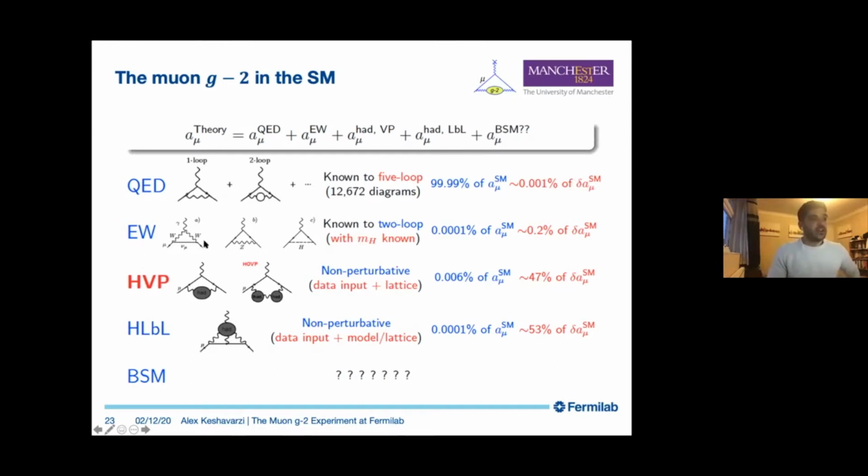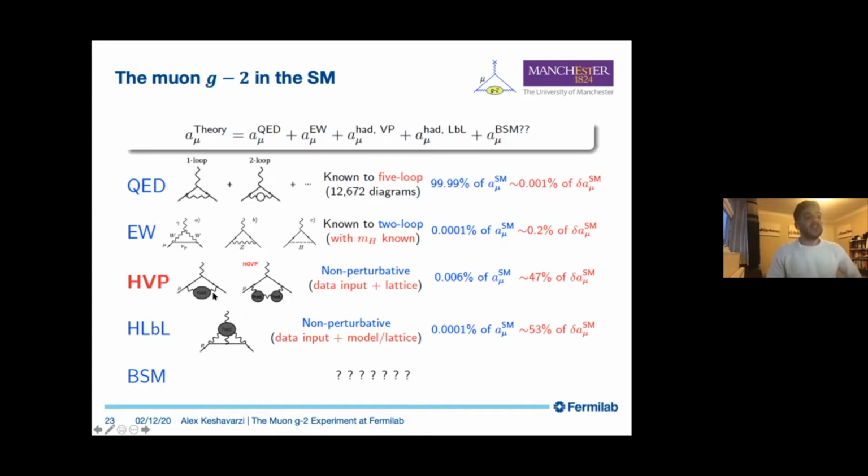The electroweak contributions comparatively in themselves are very small, especially now we know the Higgs mass, which contributes via this diagram here. But the uncertainty, again, it's bigger than the QED contribution, but it's a very small relative contribution to the total uncertainty of the standard model contribution.